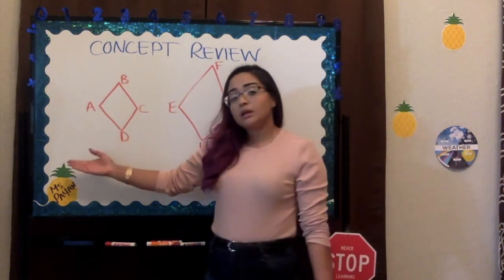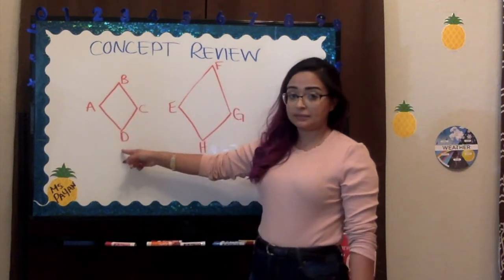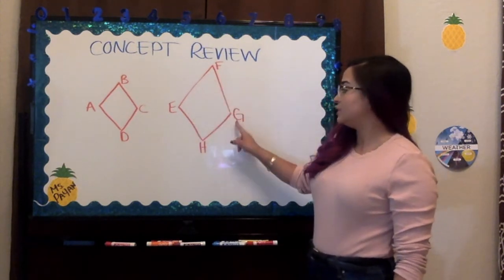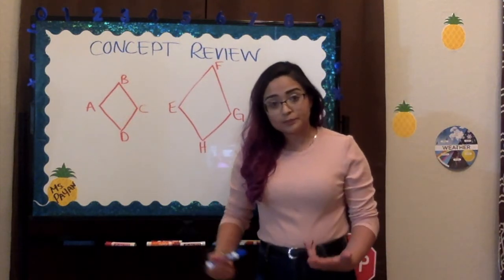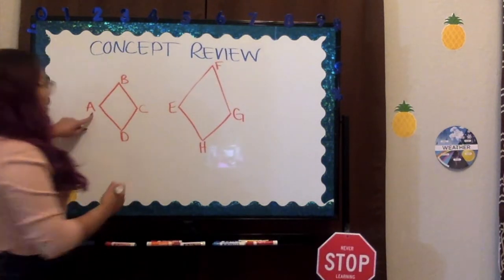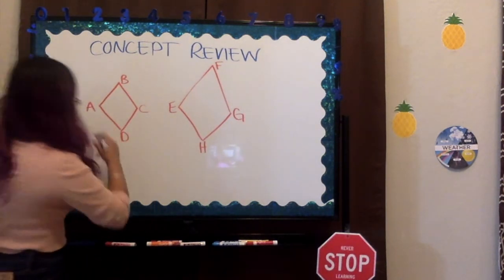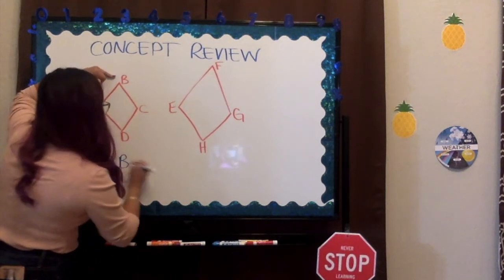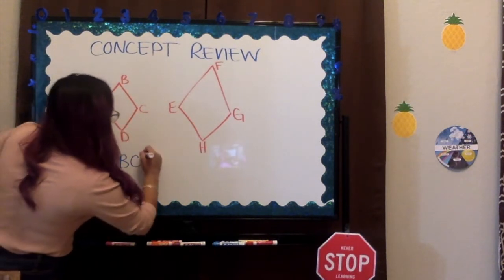Now, here we have A, B, C, and D. And here we have E, F, G, and H. Now, how would we write this out? We would write this out as follows. On our right-hand corner, we have A. On the top, we have B. On the left side, we have C. And on the bottom, we have D.